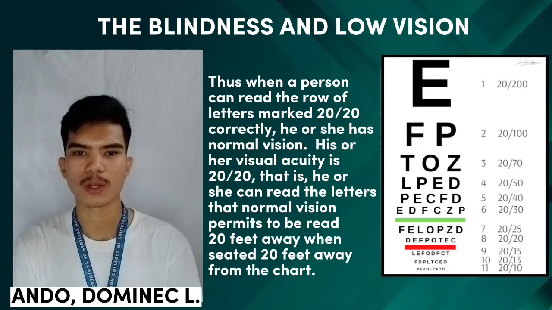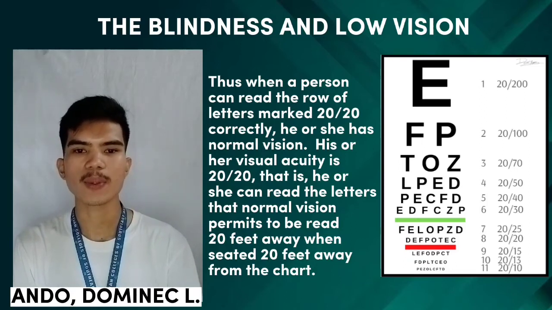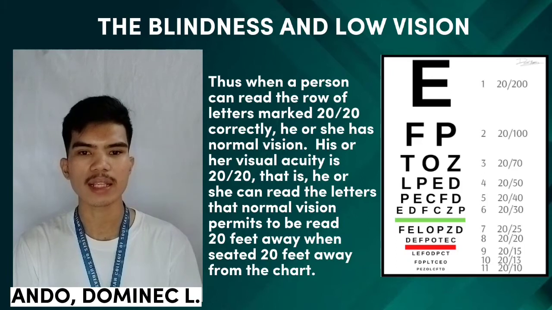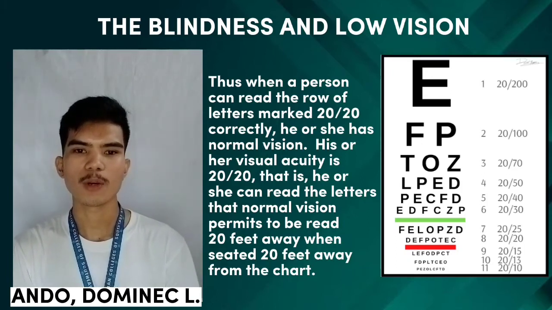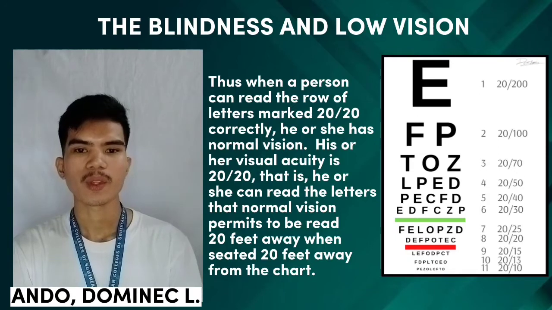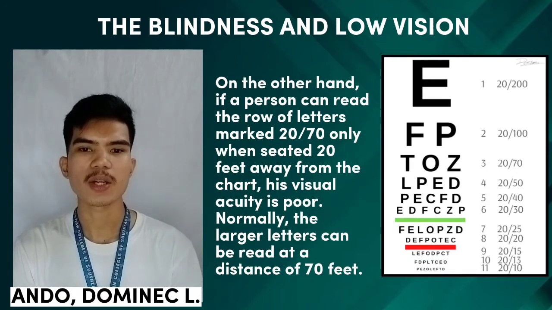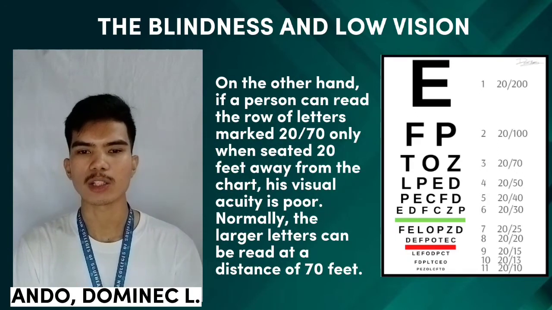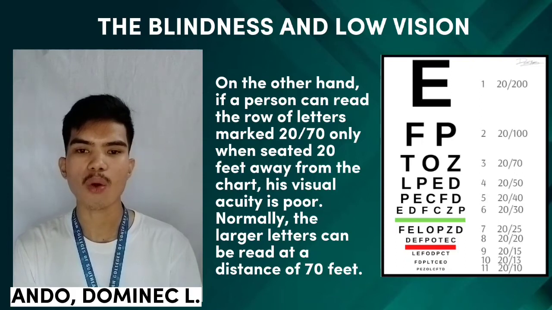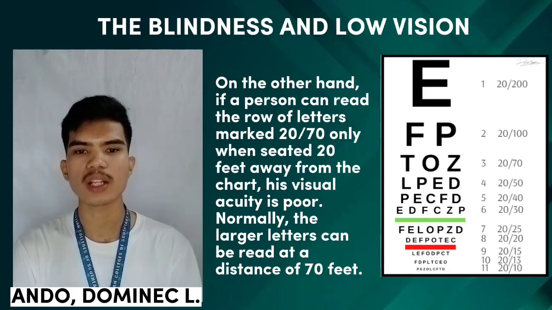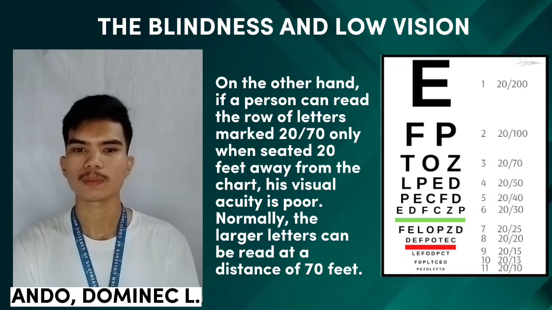has normal vision. His or her visual acuity is 20 over 20, that is, he or she can read the letters that normal vision permits to be read 20 feet away when seated 20 feet away from the chart. On the other hand, if a person can read the row of letters marked 20 over 70 only when seated 20 feet away from the chart, his visual acuity is poor.